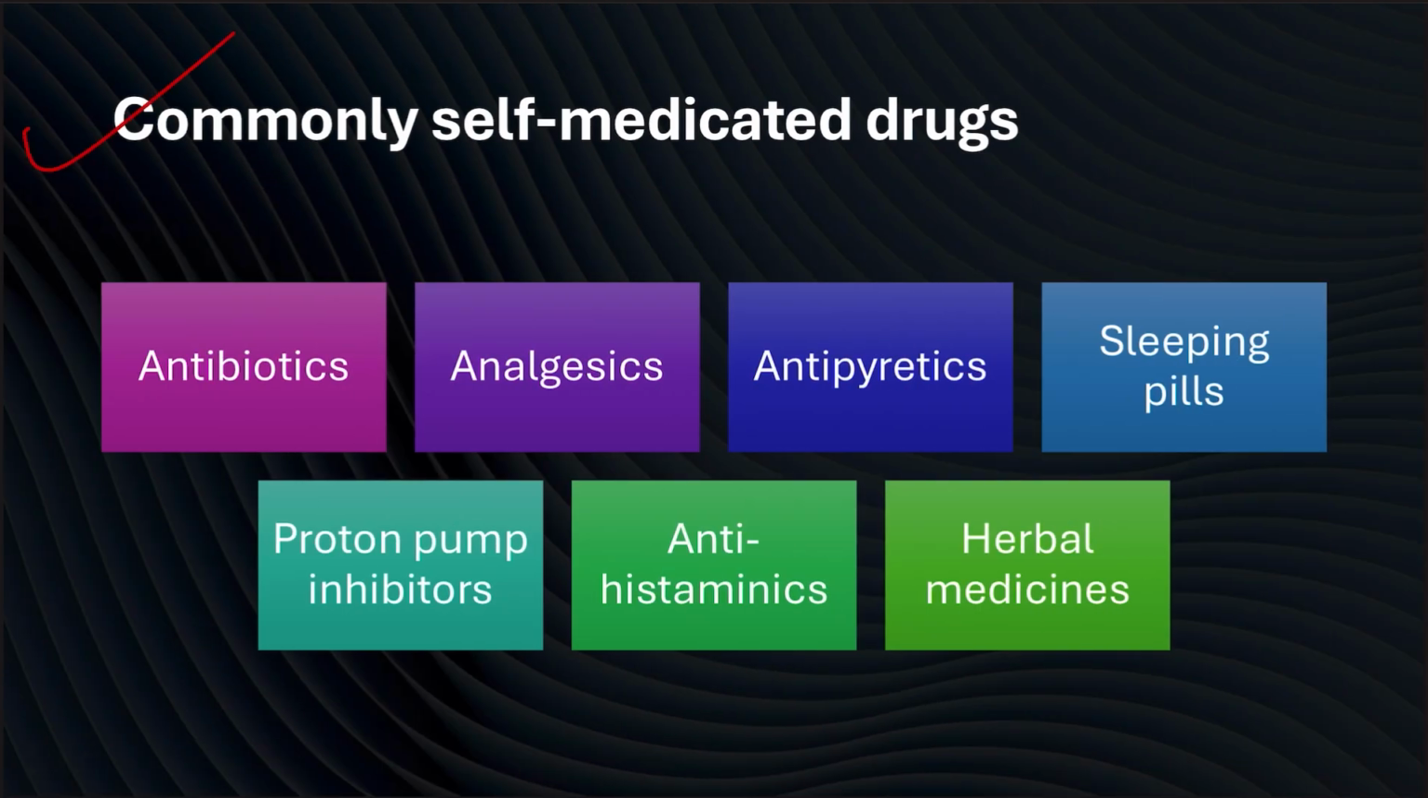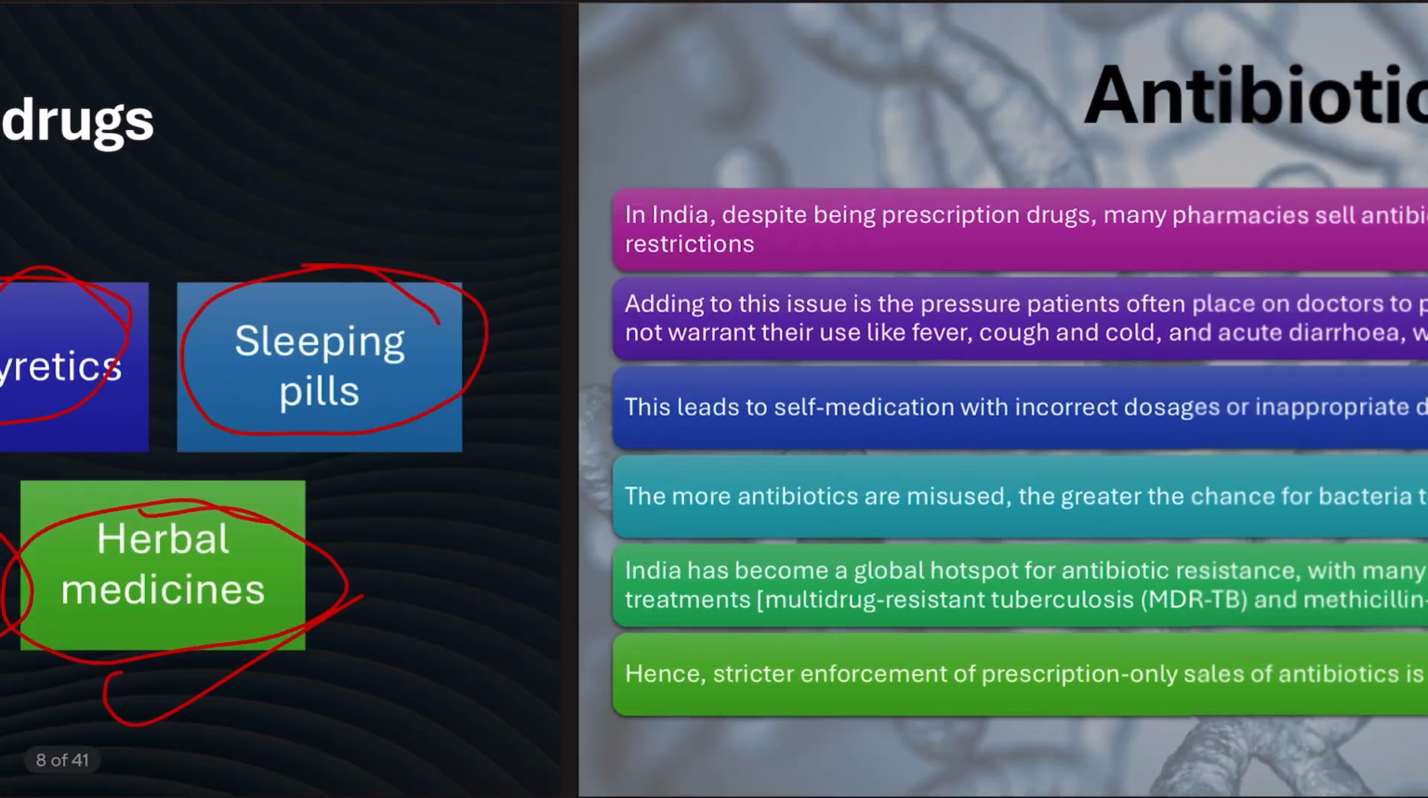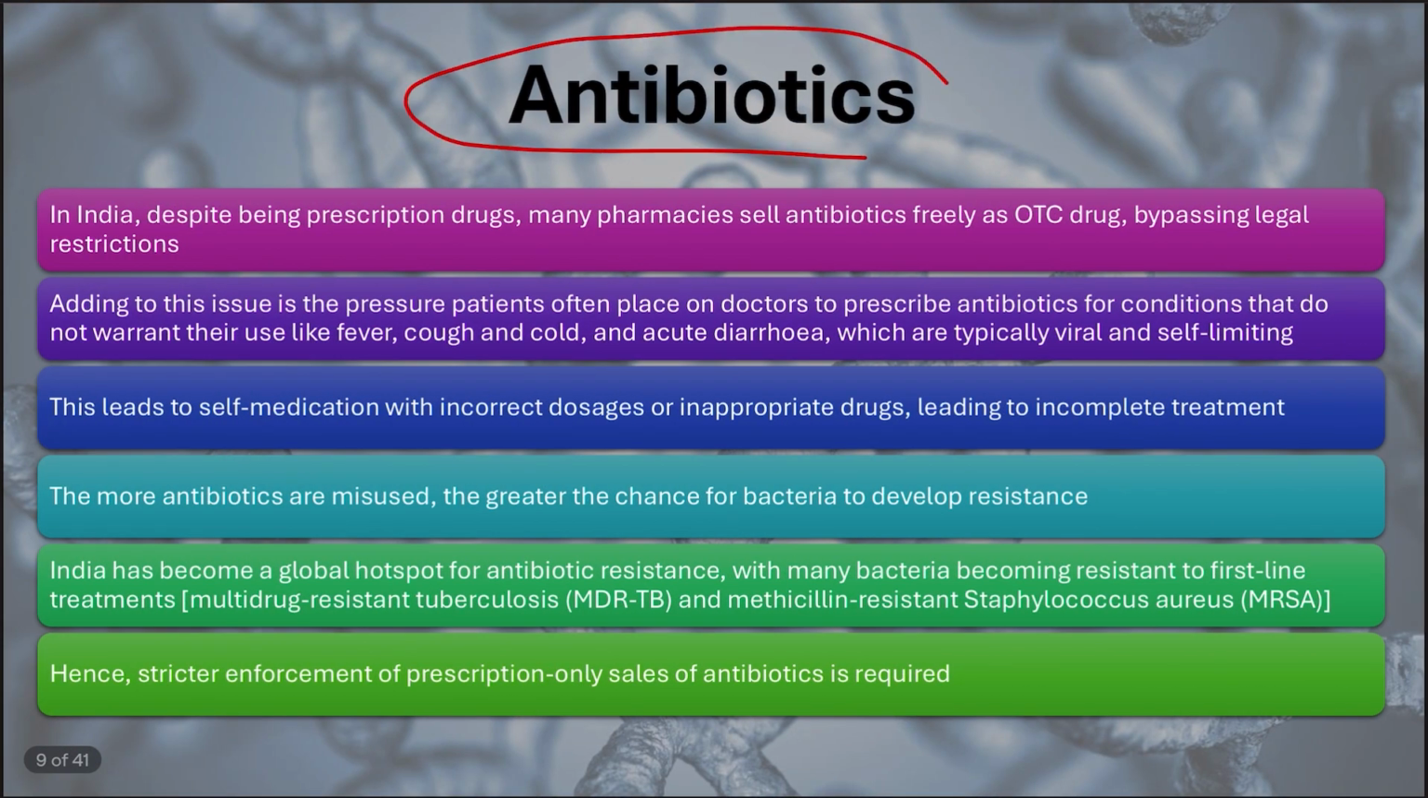Now coming to the commonly self-medicated drugs, under this I have included the following drugs. Apart from this, there can be other drugs also. So first we have antibiotics, then analgesics, then antipyretics, then sleeping pills, then proton pump inhibitors, antihistaminics, and herbal medicines. All these are commonly self-medicated drugs. Let's discuss them one by one. Coming first to antibiotics.